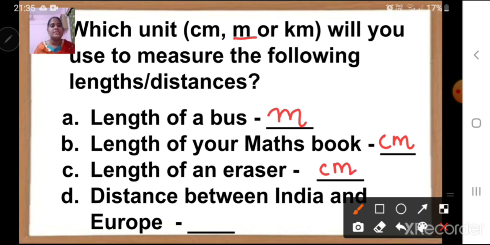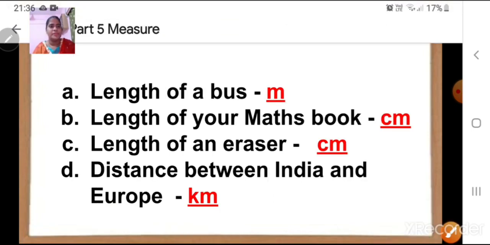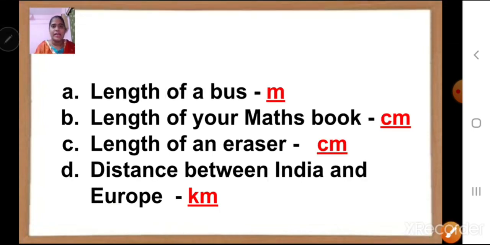D is distance between India and Europe. Now if I want to measure the distance between India and Europe, okay, I cannot use a scale, correct? So it is a very long distance. In such a case, we use kilometers. The distance will be measured in kilometers. Okay? Children, note down all the answers in your textbook. Got it?